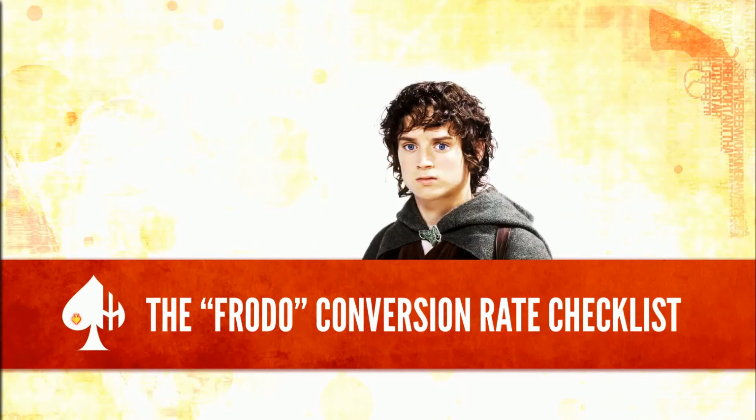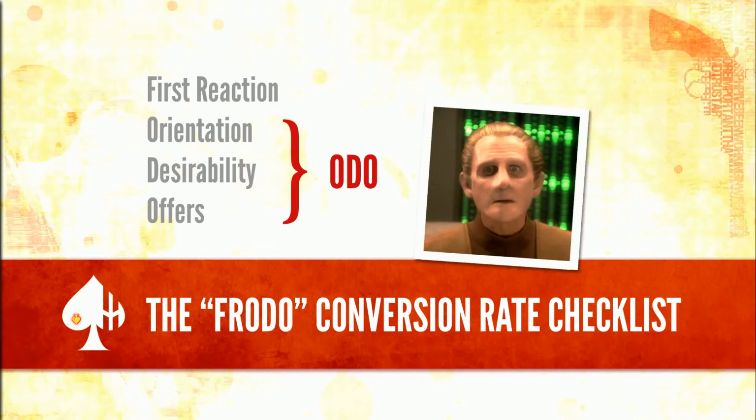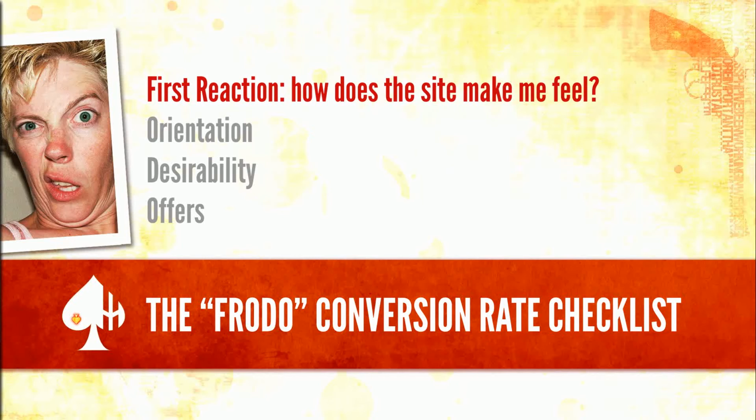As usual, we're going to be looking at the FOCO conversion rate checklist, which stands for first reaction, orientation, desirability, and offers. Not forgetting ODO, which is where the majority of the important stuff lies. All the elements which cover orientation, desirability, and offers are the ones which you want to get the most attention to, using contrast and eye path. But today, we're going to be looking at first reaction. In particular, how does the site make me feel?